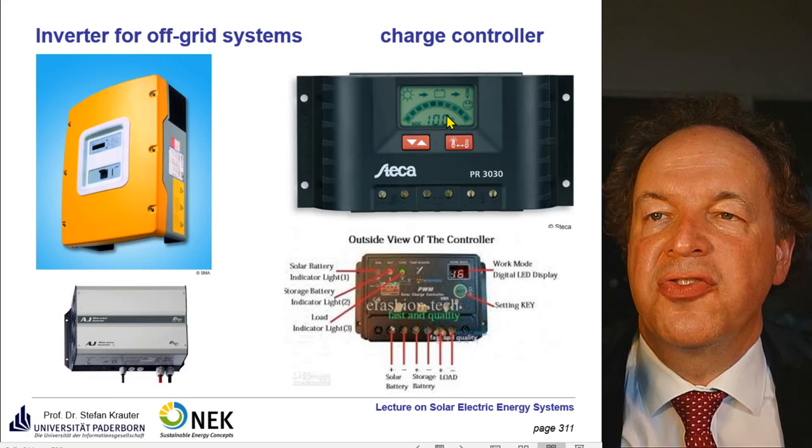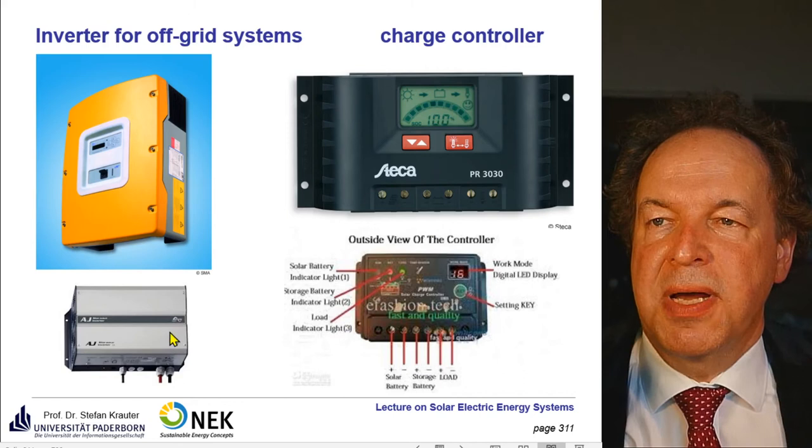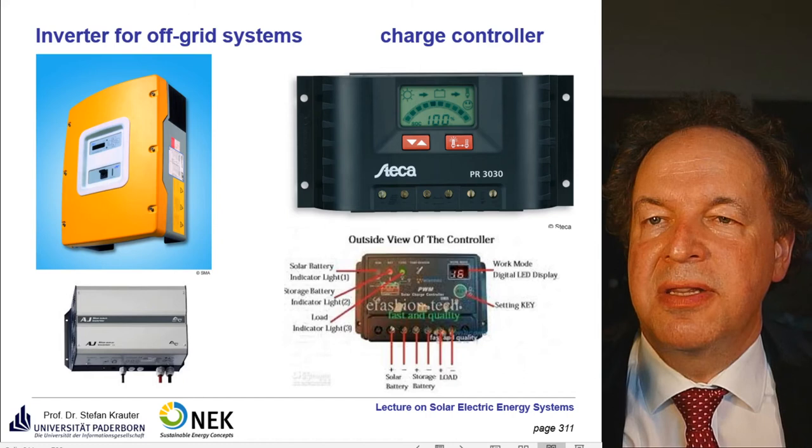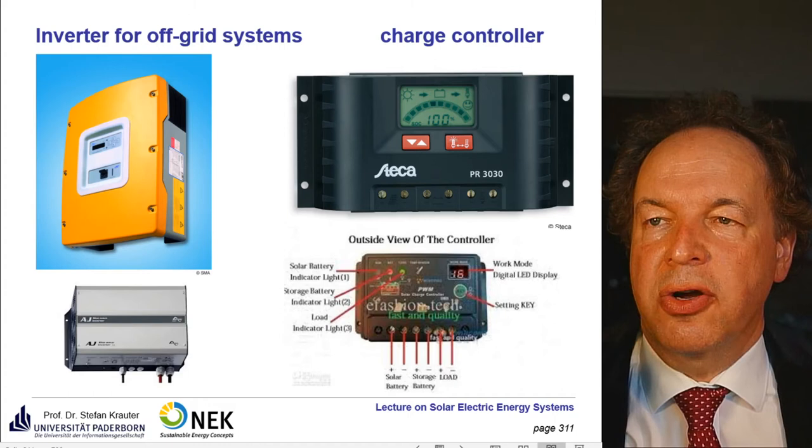These are the inverters I just mentioned. These are special inverters for off-grid operation. If you have an on-grid inverter, it automatically synchronizes to the grid. While we don't have a grid there, there is nothing to synchronize. So they have to have their own 50 or 60 hertz oscillator and establish their own power plant.